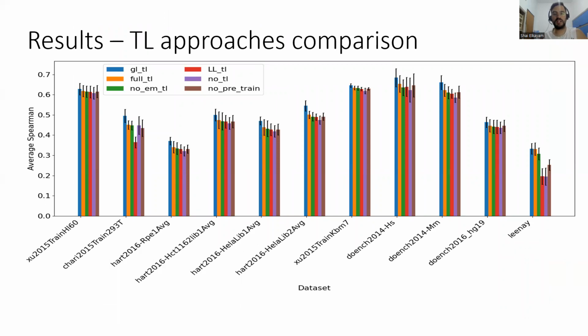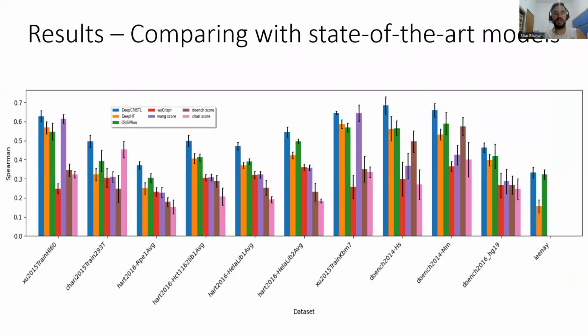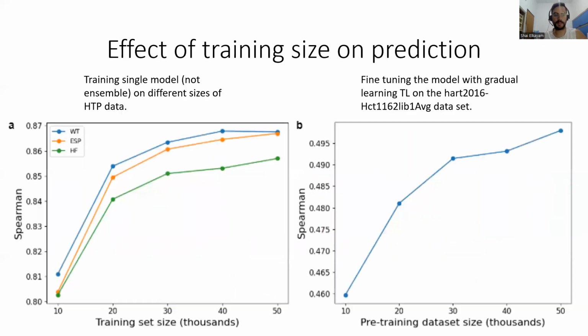So we finally compared all of the transfer learning approaches on different endogenous data sets, and we can see that in all of them, the gradual learning approach has won. We also compared ourselves with all state-of-the-art models. We can see that DeepCRISTL outperformed all of the models in all different endogenous data sets.